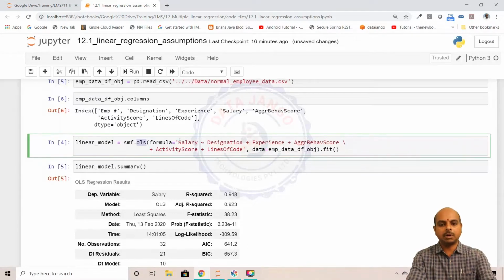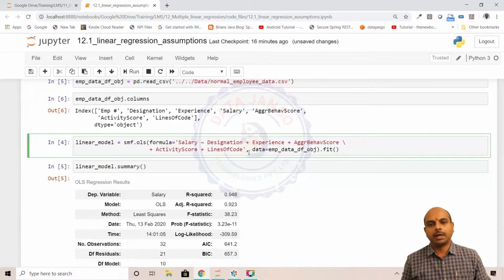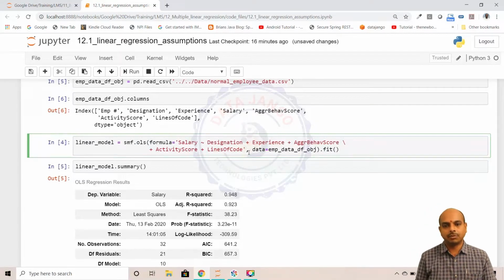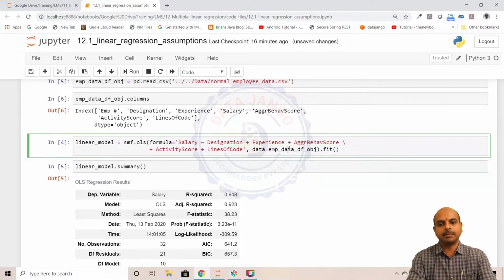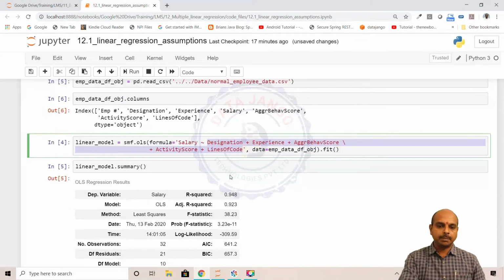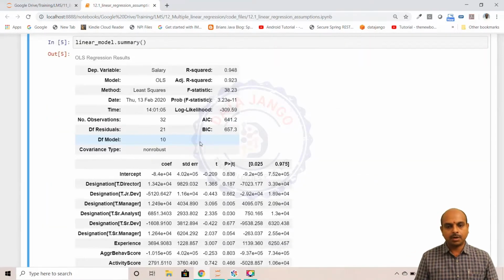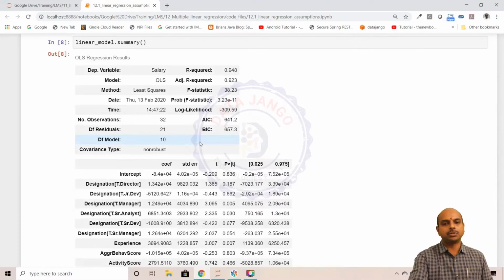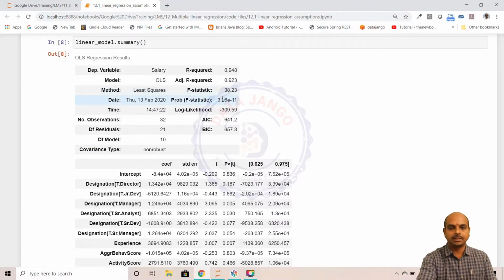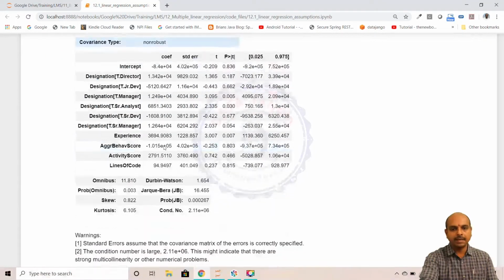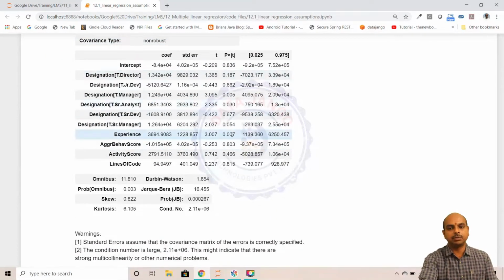This is a multiple linear regression model because there is an output variable, salary, and there are 5 input variables: designation, experience, aggressive behavior, activity score, and lines of code. So we are getting all this data from the EMP data DF data frame object. This is a formula interface where the output variable is followed by a tilde and the input variables are concatenated by plus. Once after building this model, if you look at the summary, it actually shows you some statistics like the F statistic, the probability value, and then the confidence intervals, the p-value.